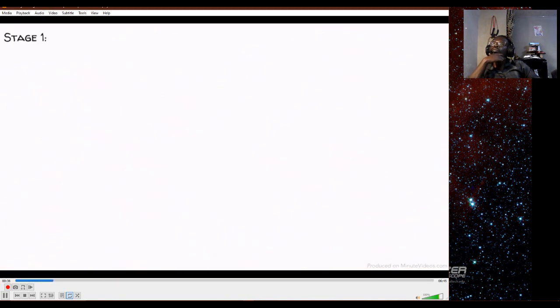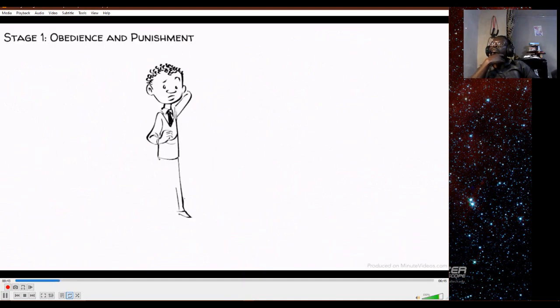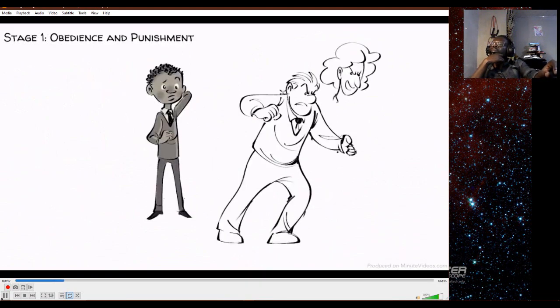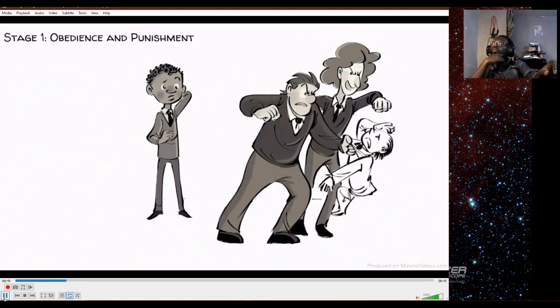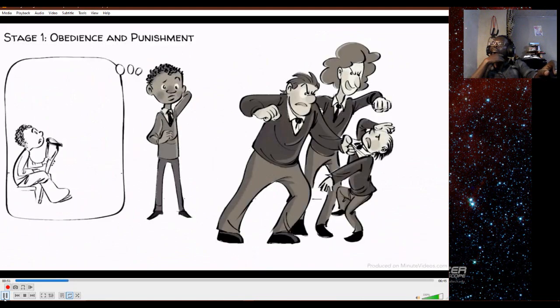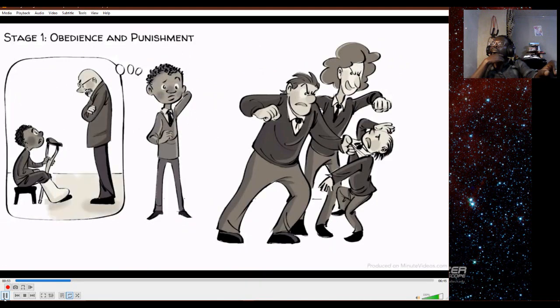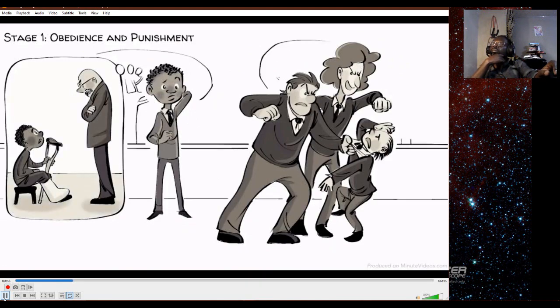At stage 1, we make moral judgments based on obedience and punishment. Finn's sense of good or bad is directly linked to whether he gets punished or not. Finn sees what is happening to his friend and wants to help, but he doesn't because he is afraid the teacher may punish him if he gets caught fighting. He asks himself, how can I avoid punishment?